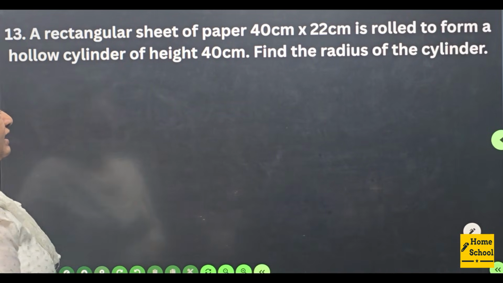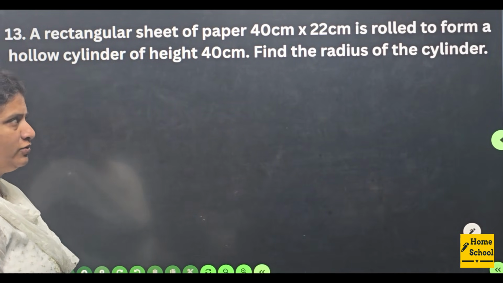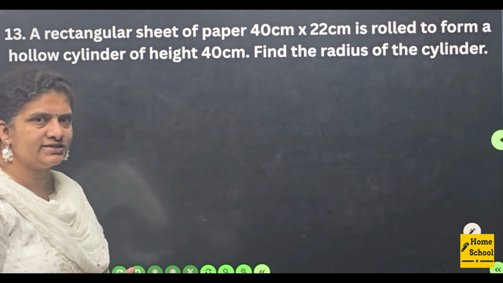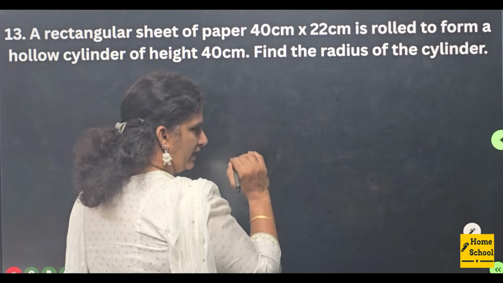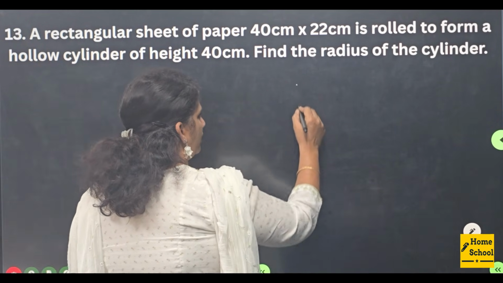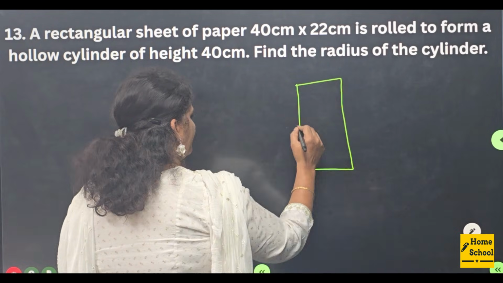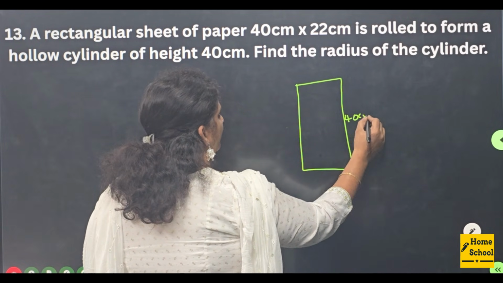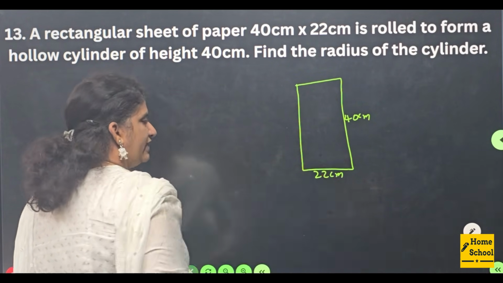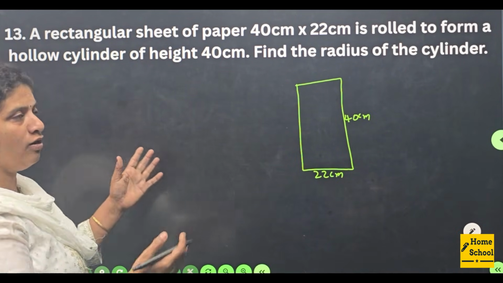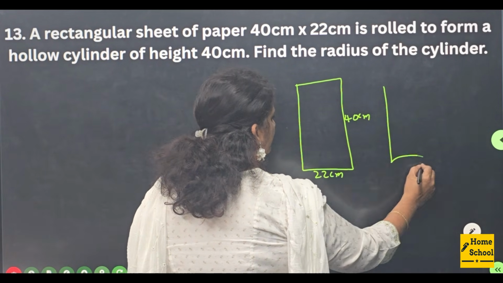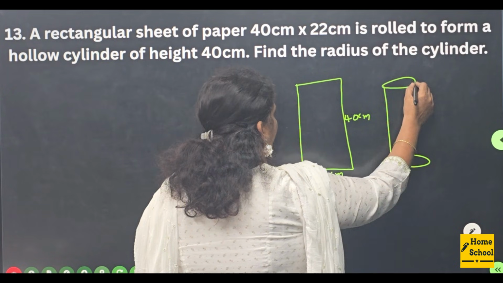13th one. A rectangular sheet of paper 40 centimeters into 22 centimeters is rolled to form a hollow cylinder of height 40 centimeters. So try to imagine the rectangular paper, how it would be. So 40 centimeters height is told. So the rectangular paper might be like this. This is 40 centimeters and this is 22 centimeters. This is height and this is 22 centimeters. It is rolled to form a hollow cylinder. If this paper is rolled, how does it look? Like this, in the form of a cylinder.